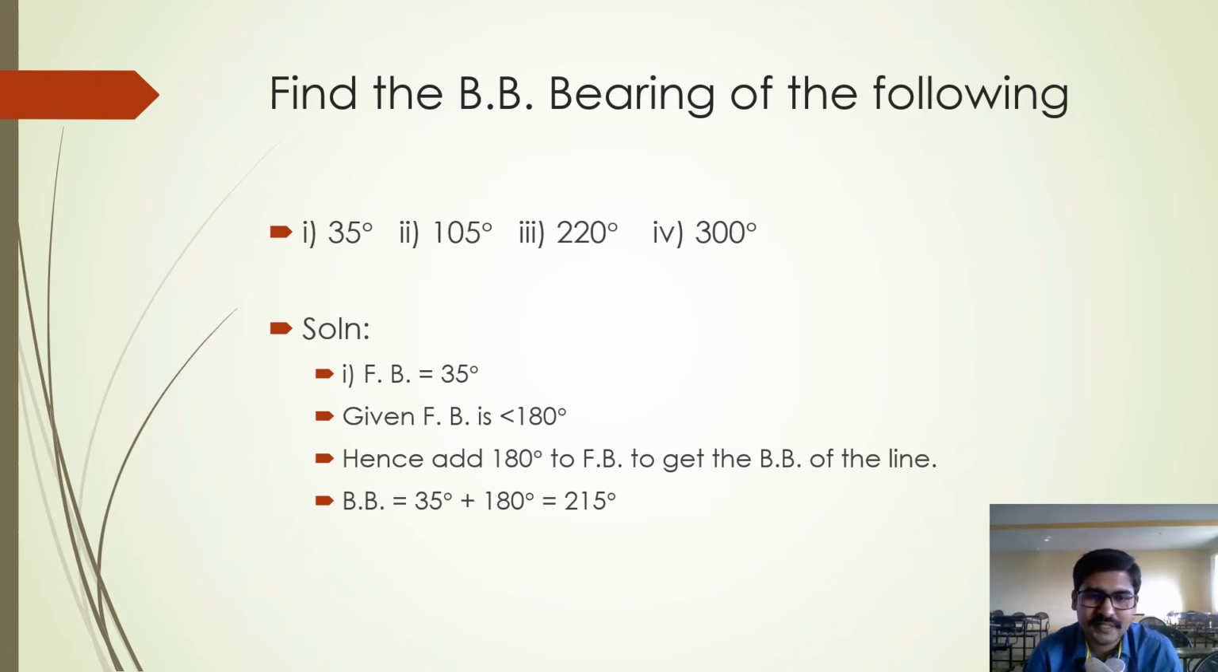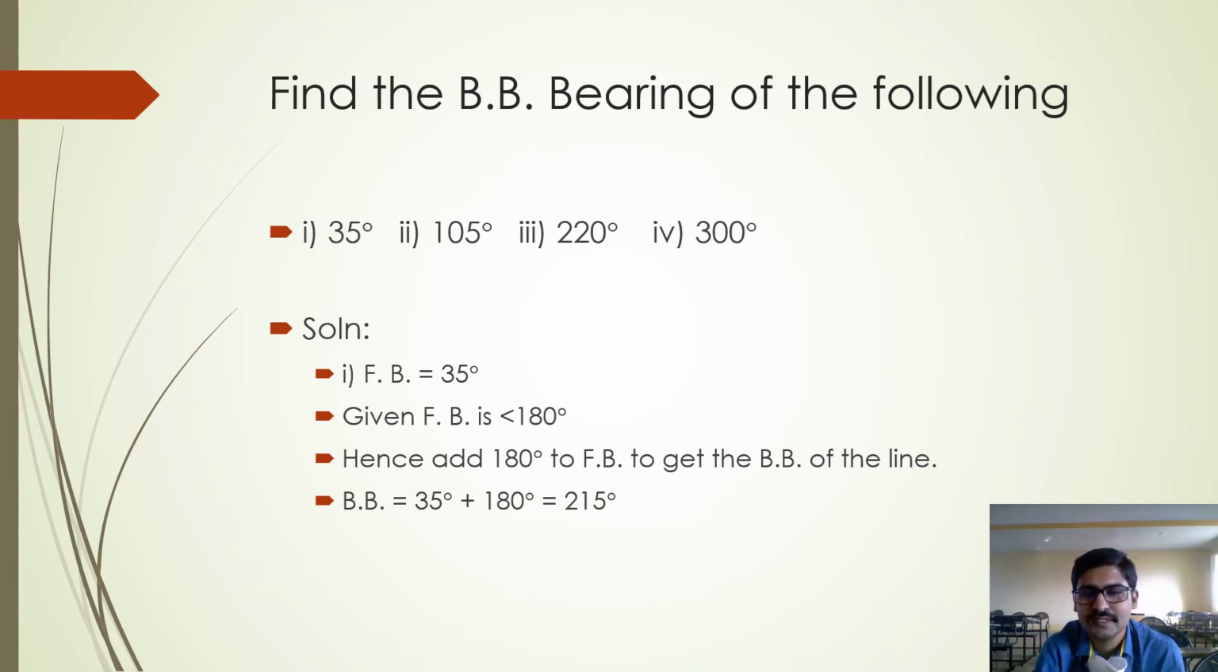So 105 degree. So 105 degree is less than 180 degree. So an angle less than 180 degree should be added with 180 degree to get the back bearing of the line. So 180 plus 105, right? So that will be 285 degree. So 285 degree is the back bearing of this second line.